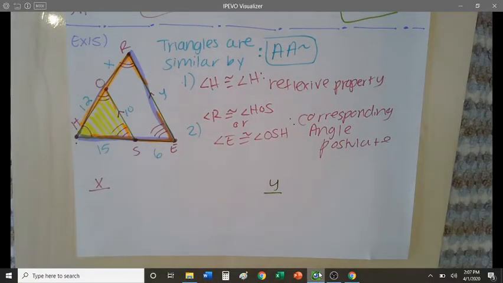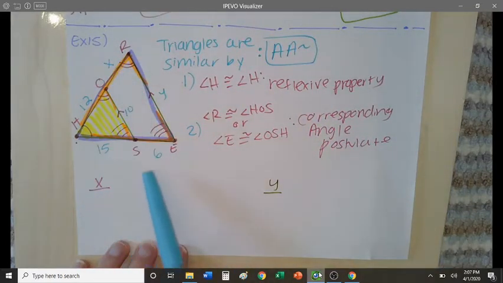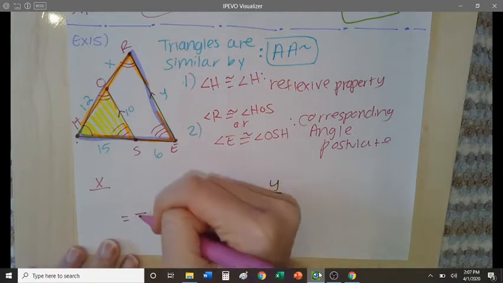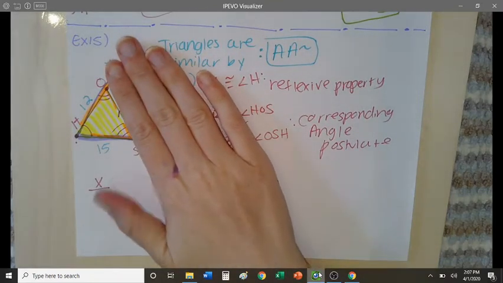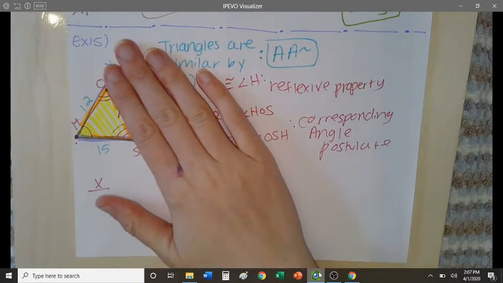Okay, so here's my picture. I labeled my sides. So we have 12, X, 15, 6, 10, and Y. Okay, so I'm going to start by setting up my ratios with the X and the Y, starting from my little triangle first, because I think when you have these overlapping triangles, sometimes it's easier to start with the smaller triangle.